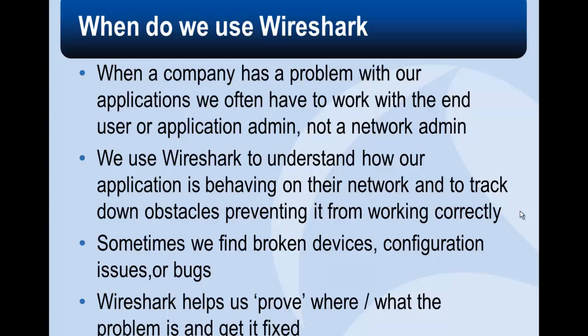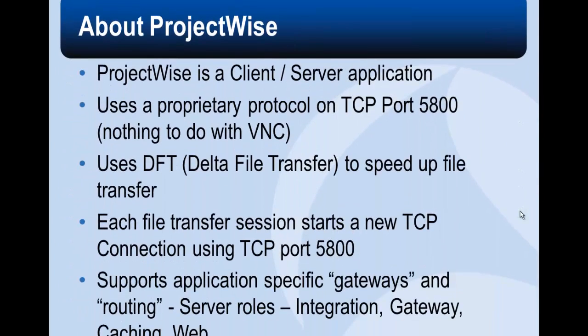We use Wireshark to understand how our application is behaving on their network and what kind of obstacles it's running into. Sometimes we find broken devices, sometimes it's configuration issues, and sometimes it's just flat bugs in our product. Wireshark is key to what we do because it helps us prove where and what the problem is, which allows us to move on to the next step of actually getting it fixed and getting the user back up and running.